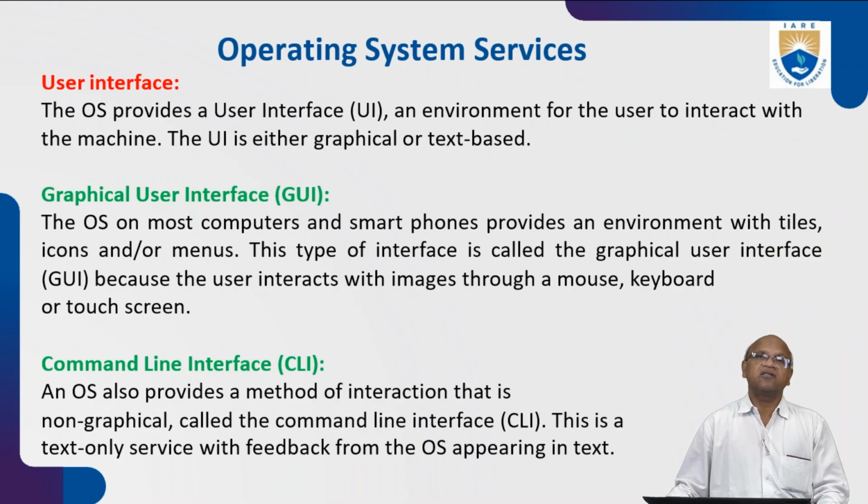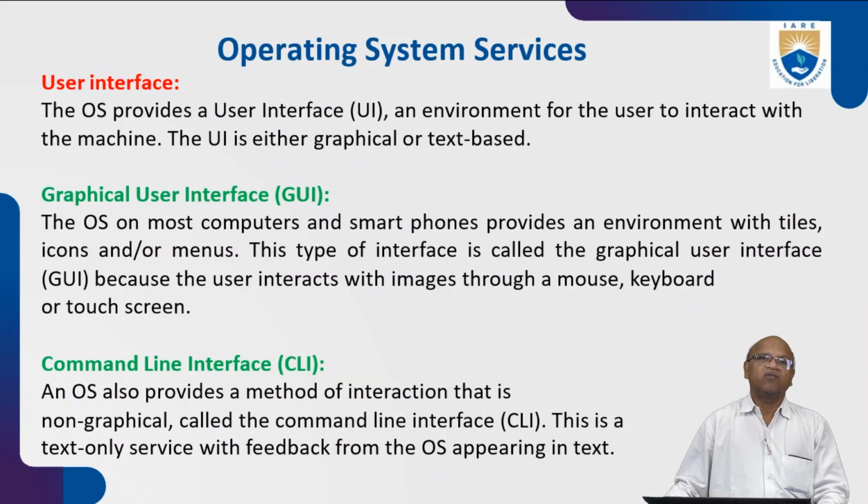So the OS provides the user interface, UI, an environment for the user to interact with the machine. The UI is either graphical or text based. As we're discussing the basic definition, the operating system is an interface between the user and our machine. While interfacing with the machine, it may be a GUI or text based. Sometimes you type a command and execute, like make directory in Unix. In a graphical user interface, we get windows on the screen.